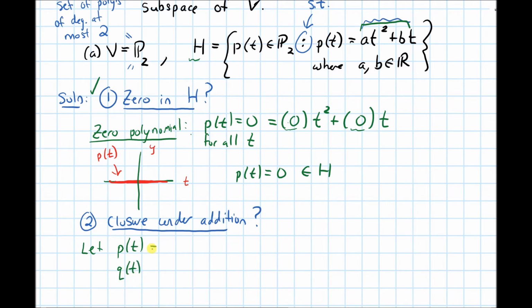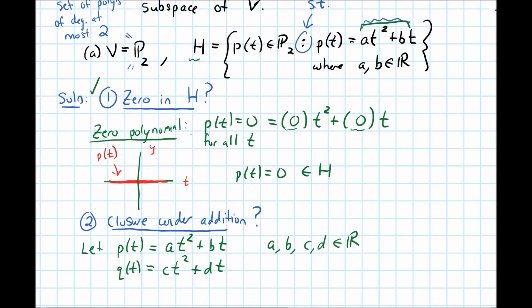So what does something in H look like? Well, it looks like some coefficient times t squared plus some coefficient times t, where the a and the b are going to be reals, and Q of t I'm going to have be some other polynomial, so it may have different coefficients. I'll write c t squared plus d t, and a, b, c, and d are real numbers.